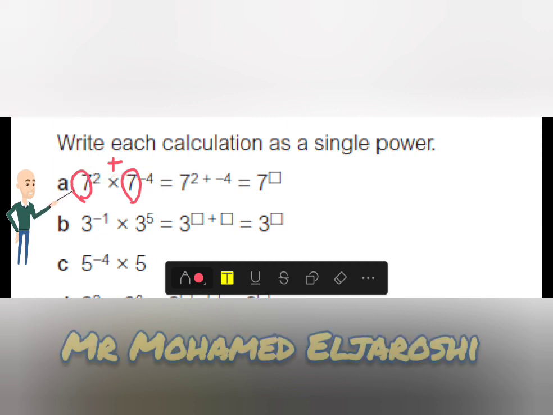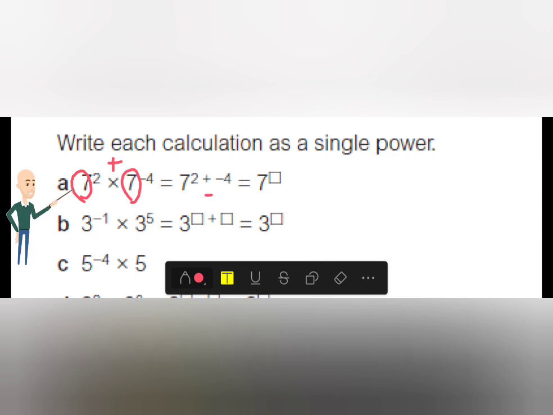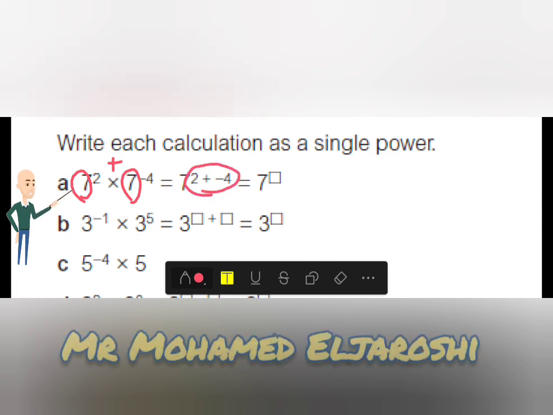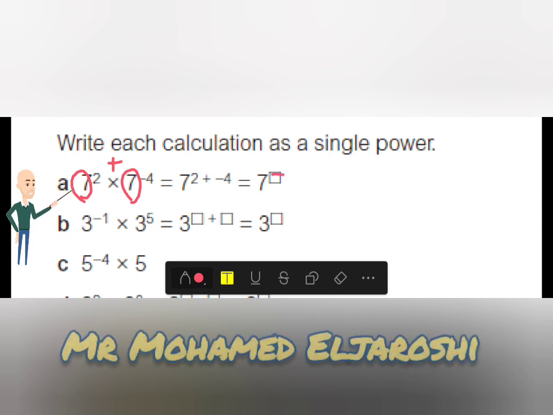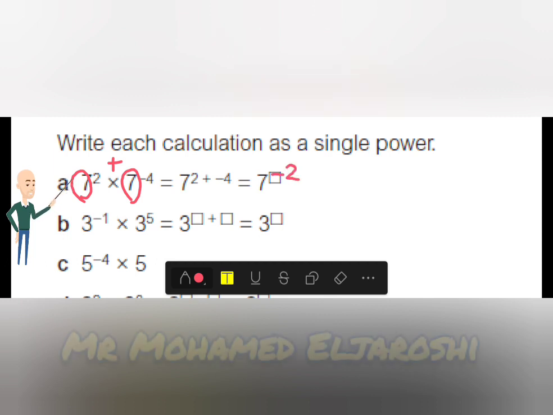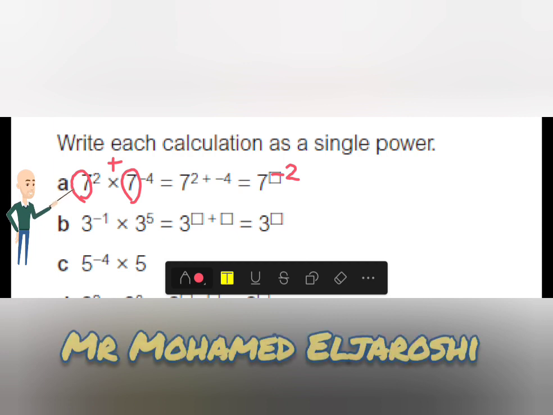So 2 plus minus 4 is going to be like this, 2 plus minus 4. When you do it with a calculator, the answer will be negative 2, because we take the sign of the biggest number and then we subtract them.